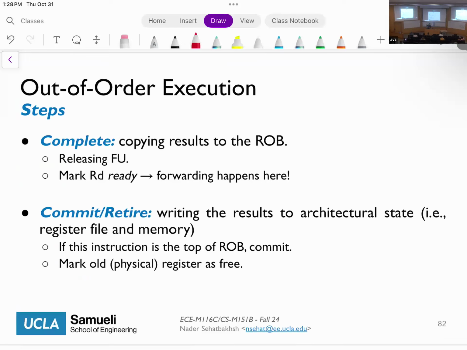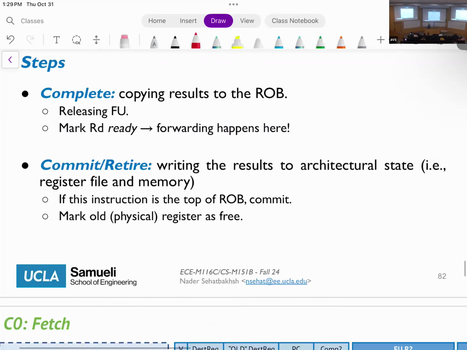And at some point, we're going to have the commit or retire, which means that the instruction has reached the top, or head, of the ROB. Now I can write the result back into my register file or my memory, which means that I can also release the old destination register and put it back into the free pool. Okay? So these are the steps that we're going to do.